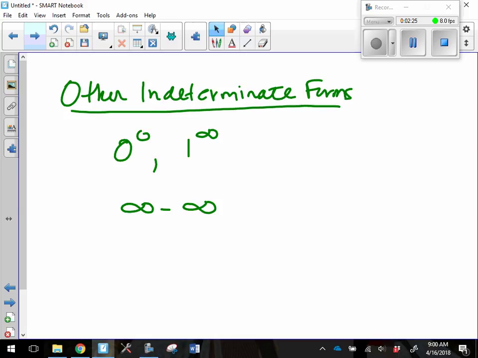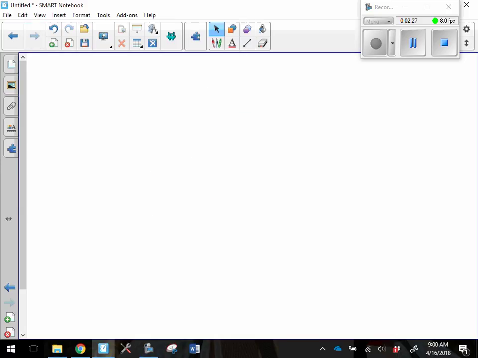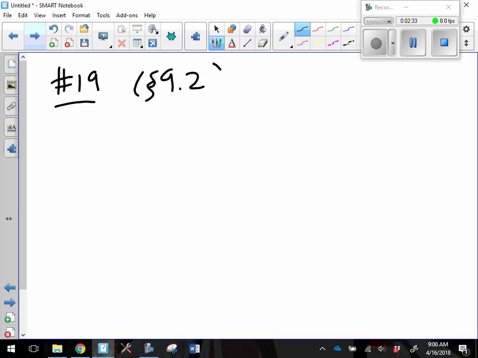Okay, so let's do number 19. This is section 9.2. I don't know what page it is. It's probably 454 or 455. And you will need a book because you're gonna do a problem in groups.